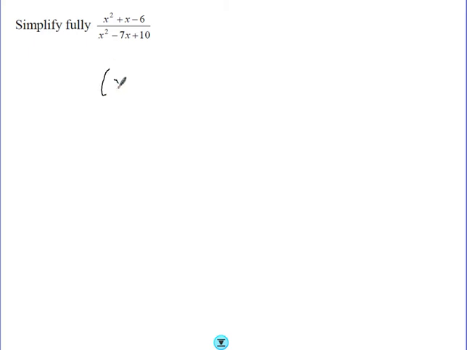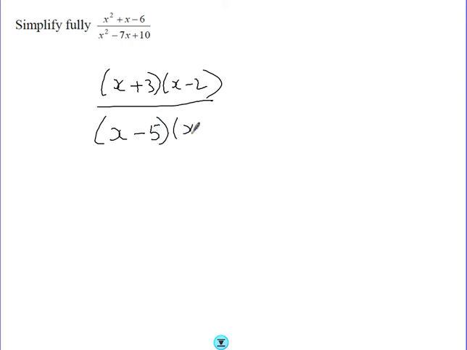So if I factorise the top, then I get x plus 3, x minus 2, and on the bottom I'm going to end up with x minus 5, x minus 2. Now, if you're doing any of these questions, if you don't now have something on the top and something on the bottom that are the same, then you know you've probably made a mistake. So I can see that I've got x minus 2 and x minus 2 on the top and bottom. So if I cancel those factors out, then I'm left with just x plus 3 and x minus 5. It doesn't matter whether you put brackets around them or not, you can leave it like that.